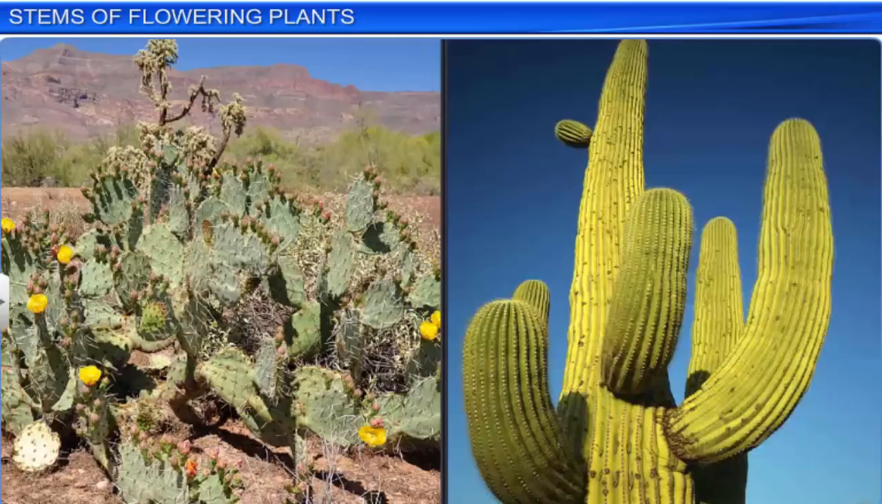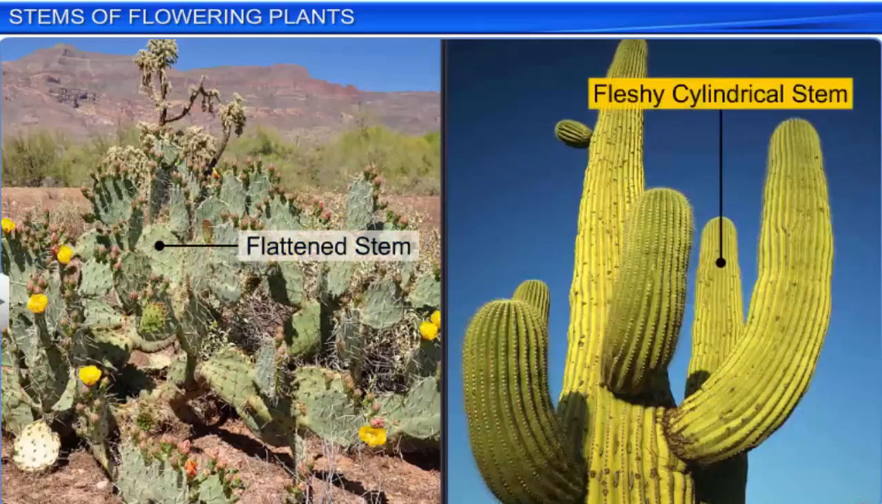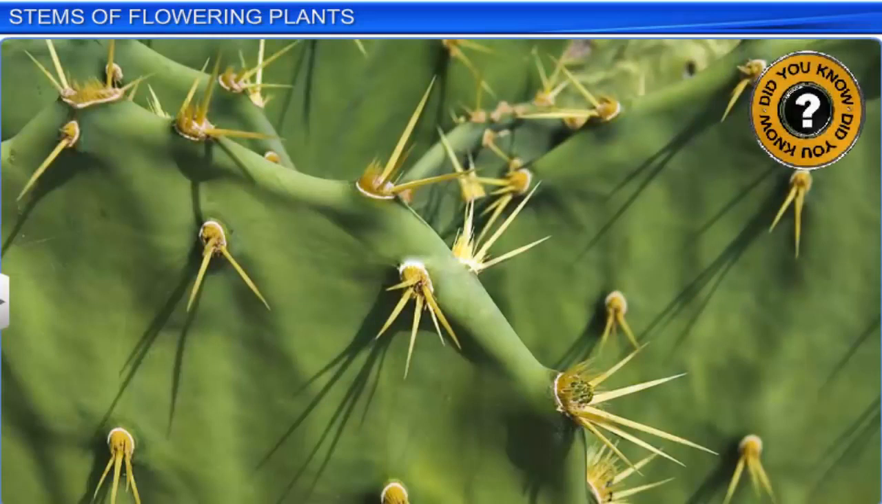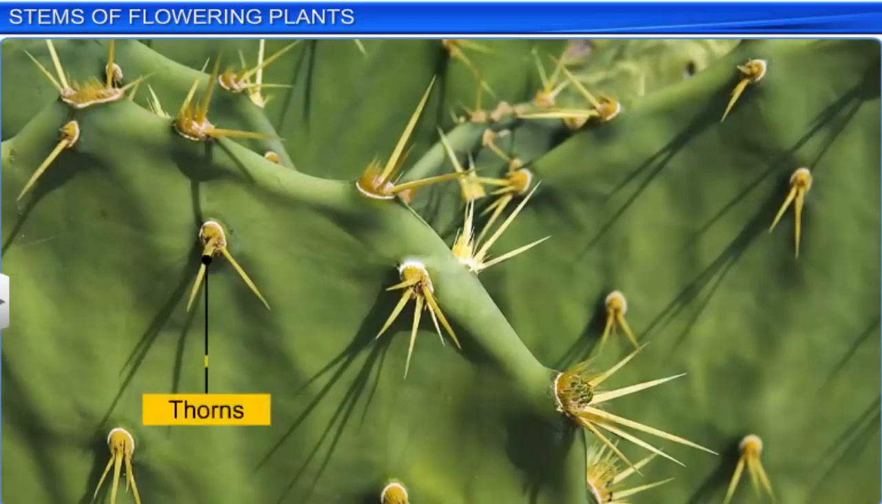In arid regions, it is common to see plants with flattened or fleshy cylindrical stems. These are modified stems that contain chlorophyll and perform photosynthesis. Did you know that many flattened or fleshy cylindrical stems have thorns on them that help to deflect sun rays and maintain the moisture content?